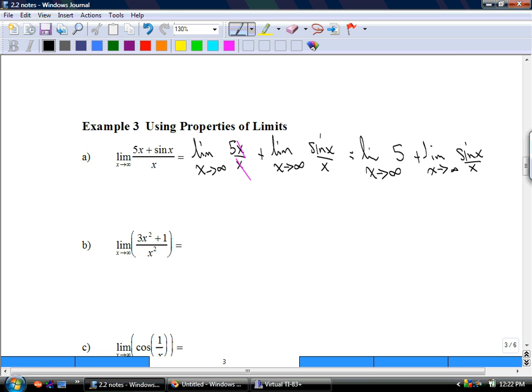This is kind of a stupid question, but what's the answer to this? 5. There is no x, it's just 5. We just did this. What's the answer to that? 0. And 5 plus 0 is, in fact, 5, and we're in our happy place. Okay, you do the same thing for b, please.